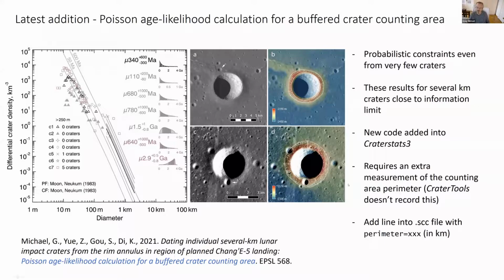Even with these, you see we get these probability distribution functions out which describe the range of ages that the craters could have, and you see they're very broad things. So we're right on the limit of what can be done here, but it was interesting to see how far you can go with this.